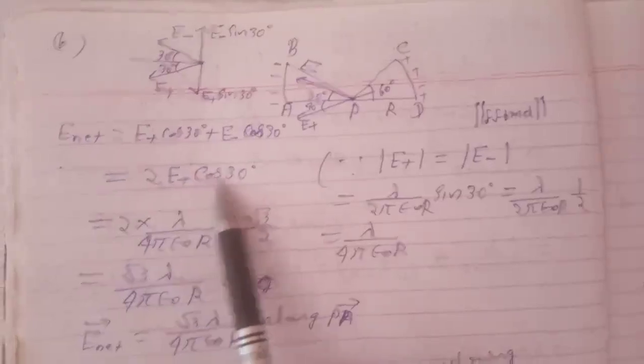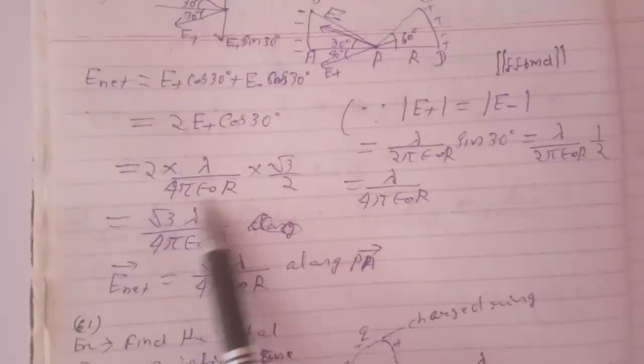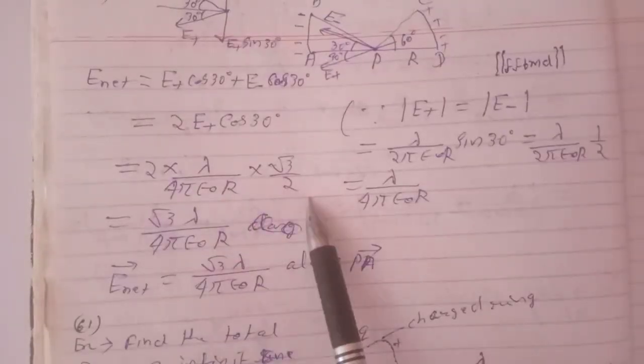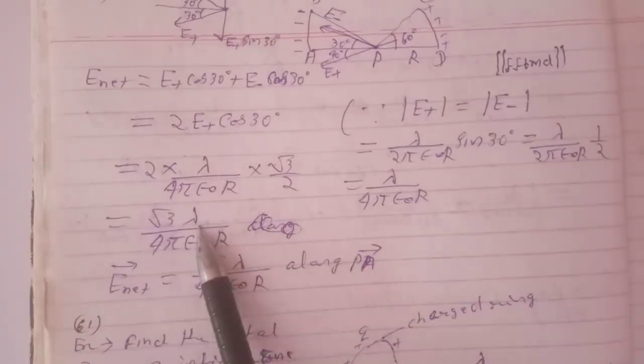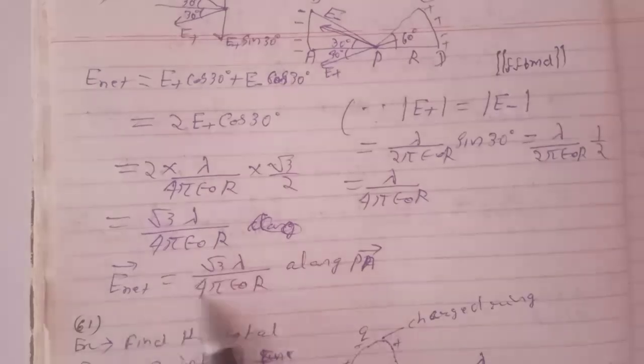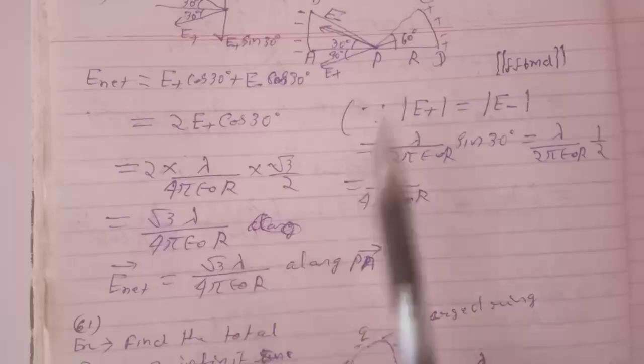So 2E plus cos 30 degree is 2 into lambda by 4 pi epsilon naught r into root 3 by 2, and solving, finally we get root 3 by 4 pi into lambda by epsilon naught r, or E net equal to root 3 into lambda by 4 pi epsilon naught r along the PA vector.